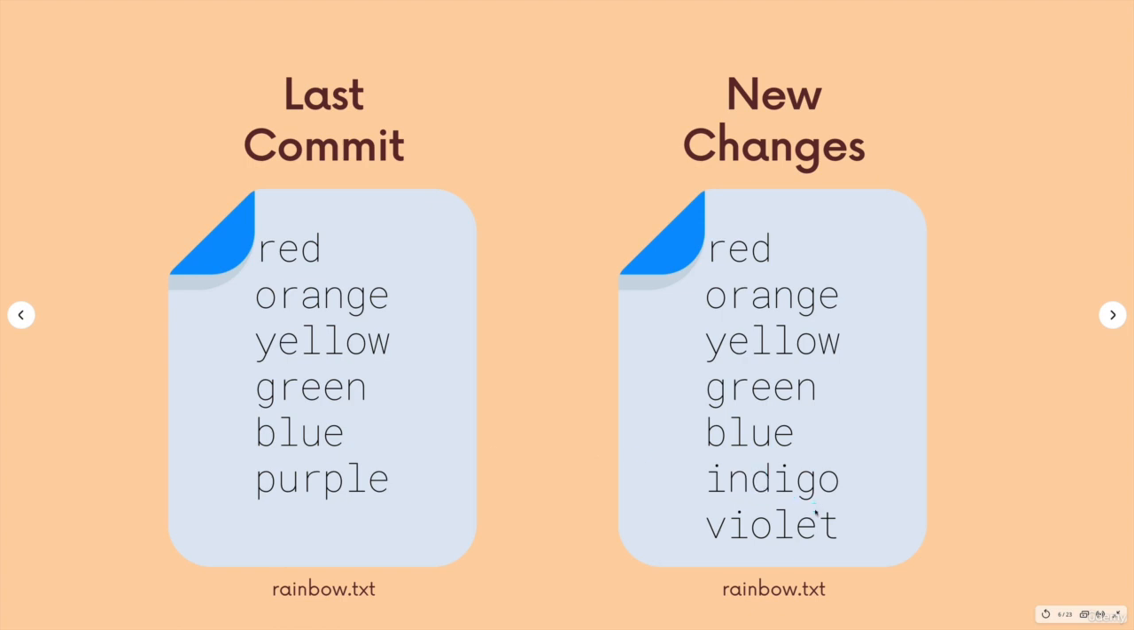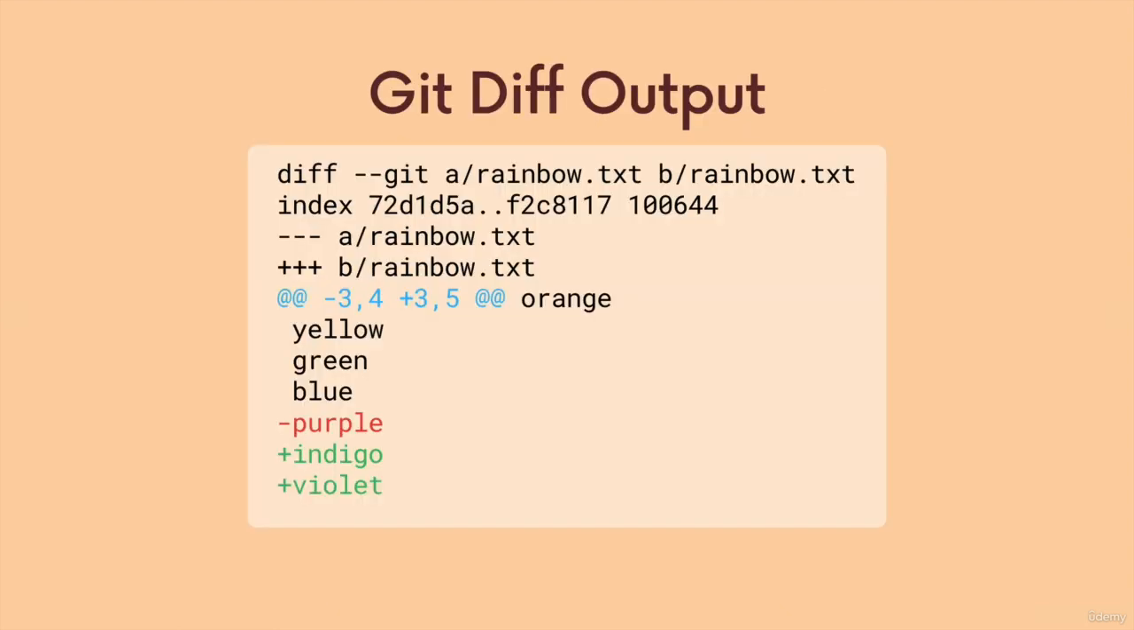So when I run the getDiff command, and again, I'll walk through doing that in the different variations, I'll get an output that looks something like this. So there's a lot of stuff going on, even just for that tiny little bit of a change. Hopefully you can see, right? We see purple in red with a minus sign, indigo and violet in green with a plus sign. But let's talk about what we actually see on this diff, on this output.